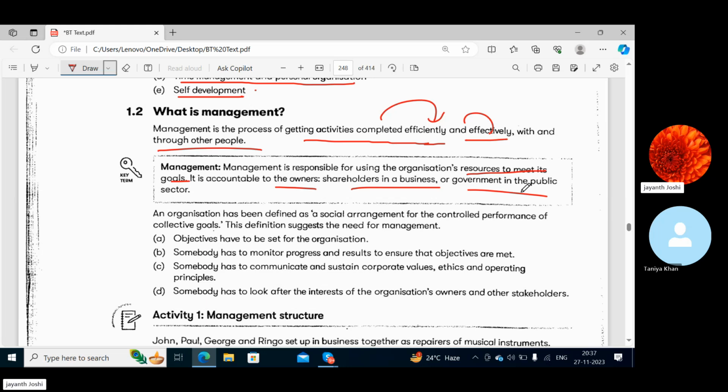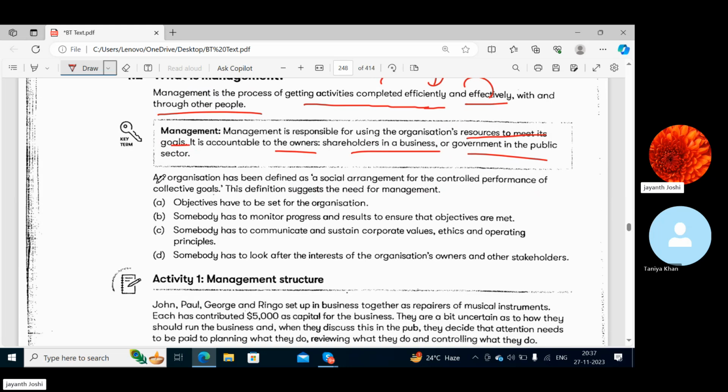Now, an organization has been defined as a social arrangement.